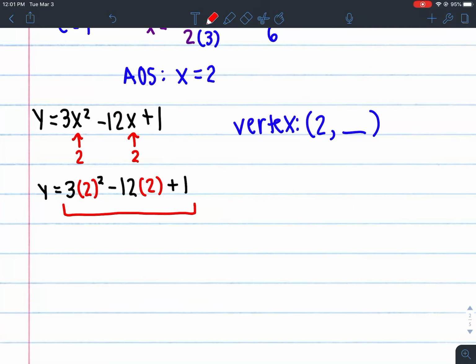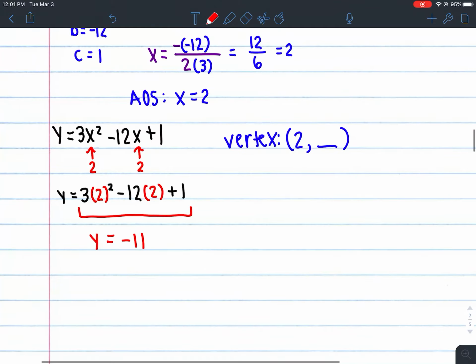So 3, 2 squared. I should get a number. Whoops, minus 12 parentheses 2 plus 1. And my number is negative 11. Okay, so that means my vertex is 2, negative 11. I'm going to double check to make sure I typed in everything correctly. 2 squared minus 12, 2 plus 1. Perfect. Okay, so that is my vertex.